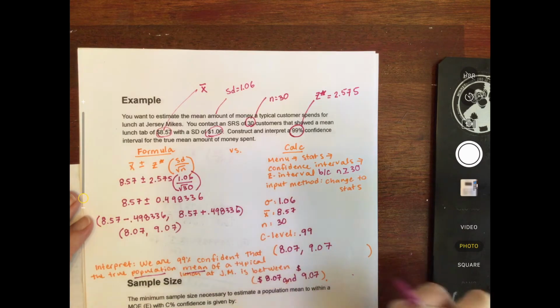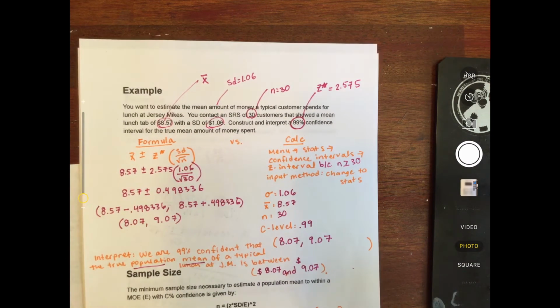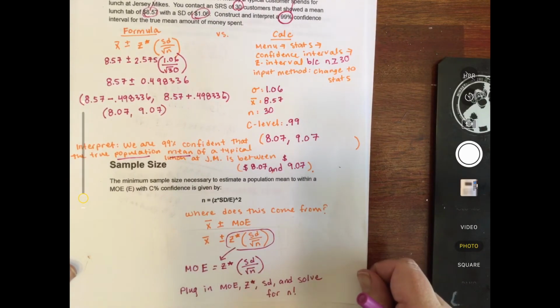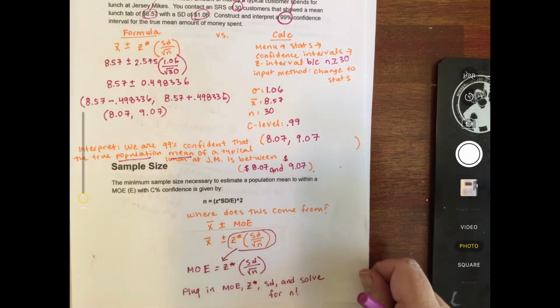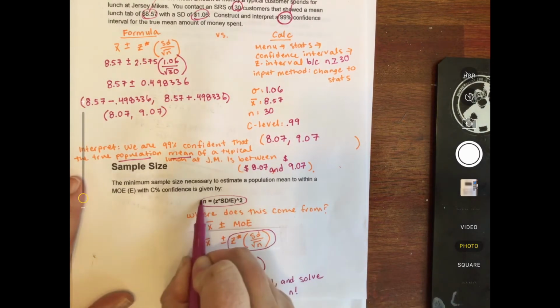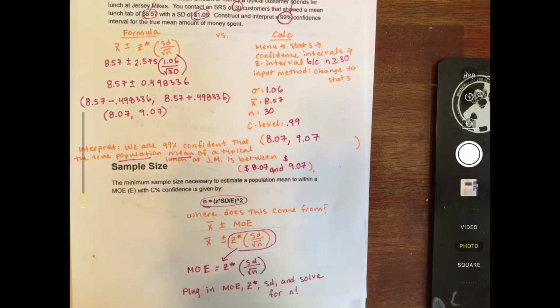So we are 99% confident that the true population mean falls in this interval. All right. Next, you need to know how to solve for a minimum sample size. There's this formula here, which is actually solving for n for you. So feel free to use this formula.